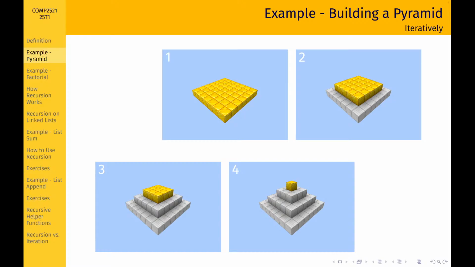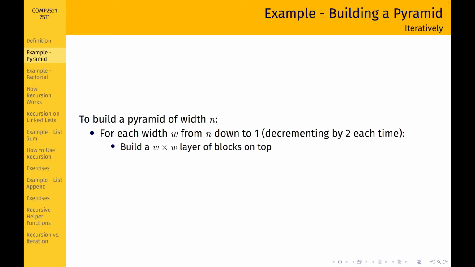Right, you can imagine how we might implement this using a while loop, right? And that while loop might look something like this. So this is not code, but this is like an English description of the loop. So what we would do if we want to build a pyramid of width n is we would start with the width w being equal to n, right? And then we would build a layer of blocks, which is w by w, right? And then we would decrement w by 2 each time until it's 1, right? And until we've placed that one block on top. Okay, so that's how we build a pyramid iteratively.